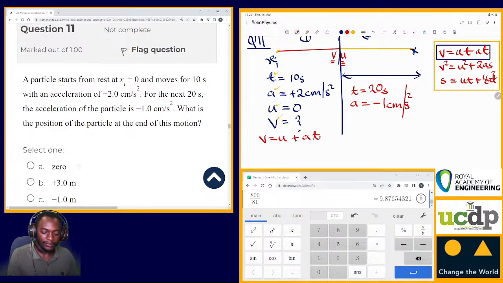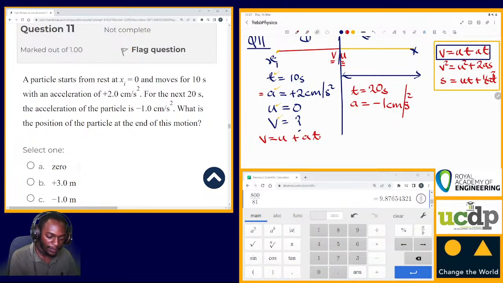Our acceleration has been given in centimeters per second squared, which means that we have to convert those centimeters to meters, which will be equivalent to 0.02 meters per second squared. So we have to convert that acceleration.